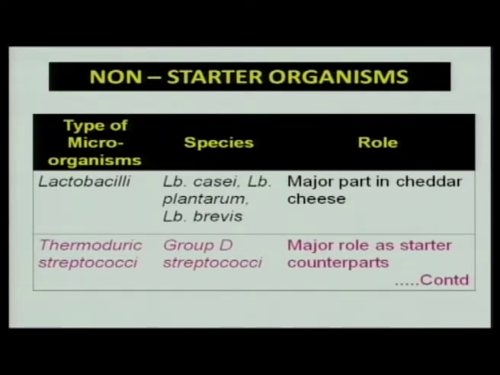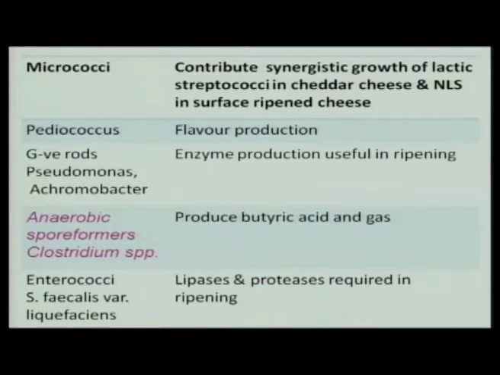In this, the thermoduric streptococci are important, and lactobacilli are important. Lactobacillus casei, Lactobacillus plantarum and Lactobacillus brevis are well known to be very important in the overall ripening process in case of cheddar cheese. Similarly, micrococci are also heat stable, they can also survive pasteurization, and they contribute to synergistic growth of lactic streptococci in cheddar cheese and non-lactic starters in surface ripened cheeses.